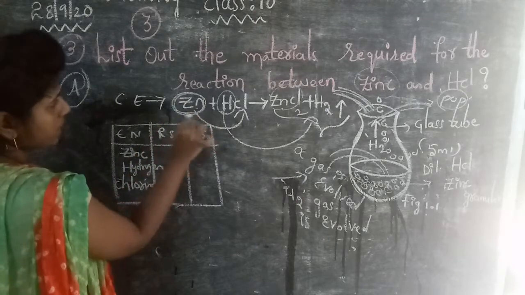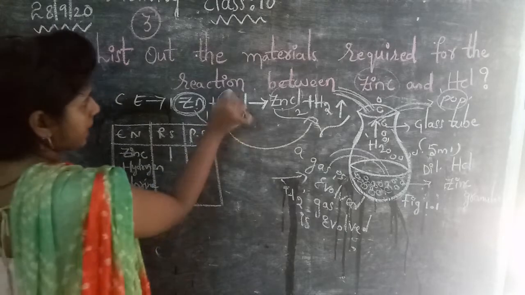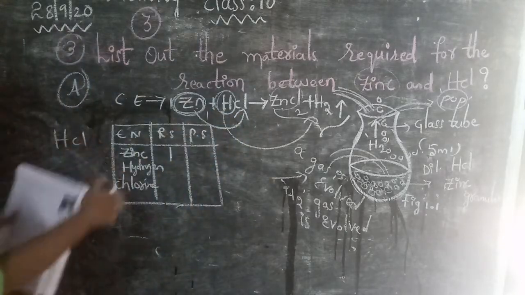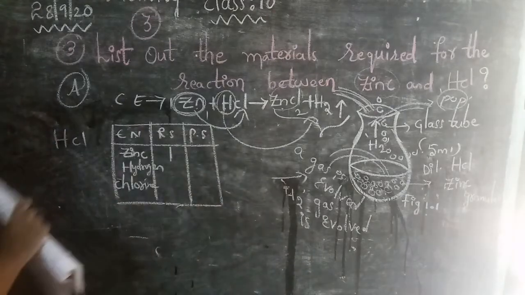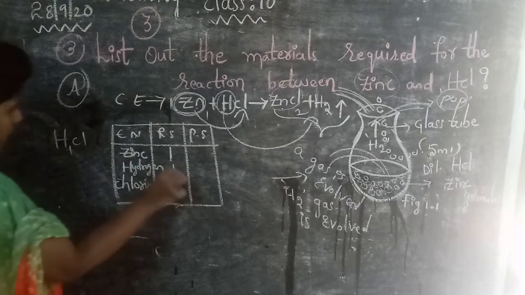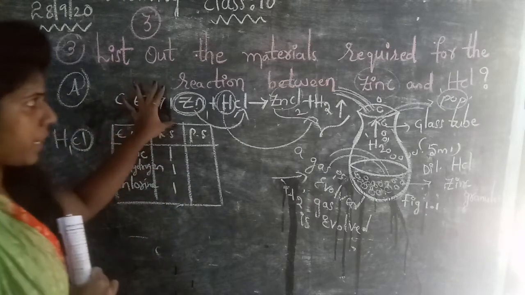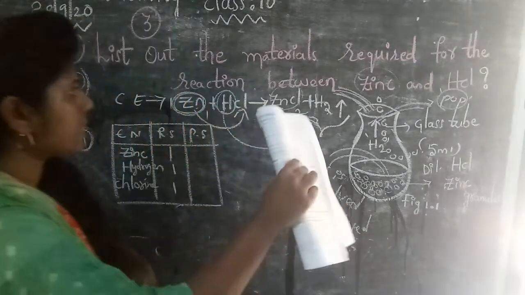Near the place of zinc, is there any number? No. How many zincs are present? 1. HCl. Here hydrogen is there, right? So here H in the sense only one H is present. So you have to write what? H1. Next one, chlorines. How many chlorines are present? Only one chlorine is present. This is over. Next one is zinc chloride. ZnCl2.